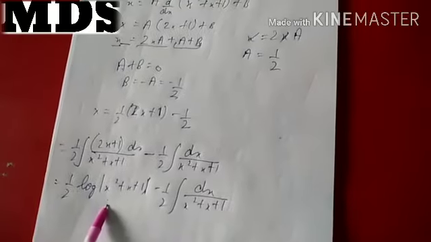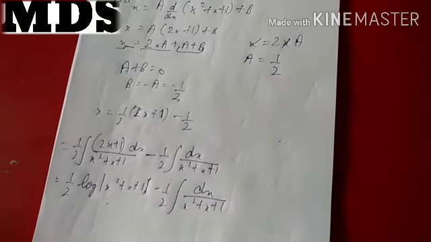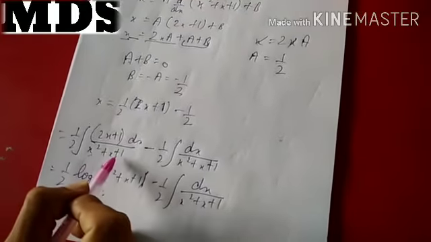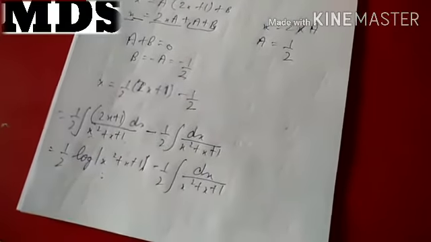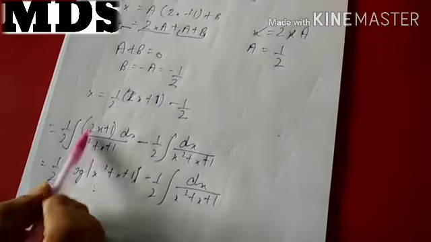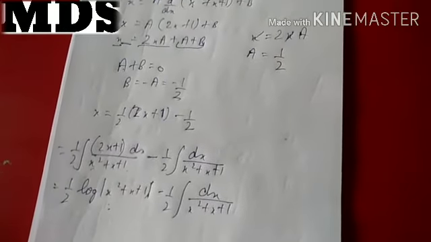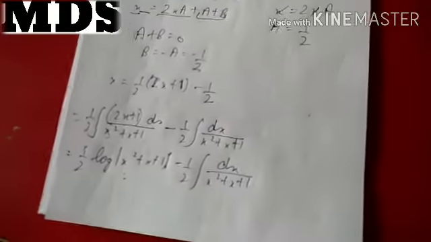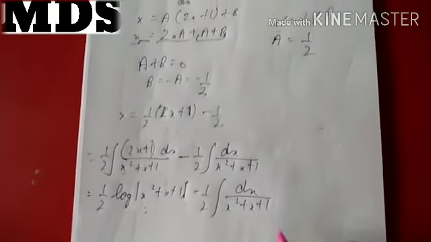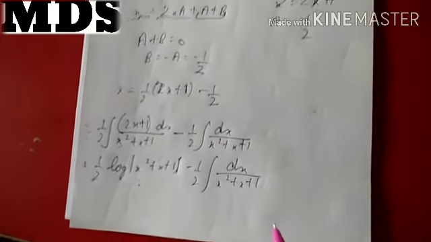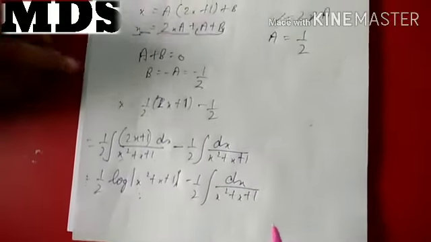And how this came, you have to put x square plus x plus 1 equal to t and then do its differentiation. Of course you will get it. So what is the integration of dt by t? It is log of t, so we get it. So further you can solve it. We can try one more question to understand it better.